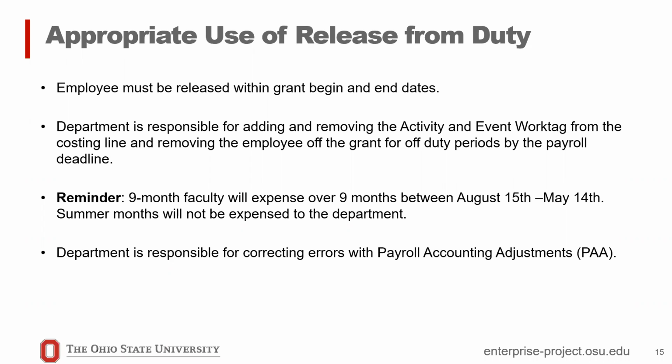Nine-month faculty should only be on release from duty from August 15th through May 14th, since summer months are not expensed to the department. If an error is made on the costing allocation and the percentage of effort or the grant number is entered incorrectly, the department is responsible for correcting the error with a payroll accounting adjustment.